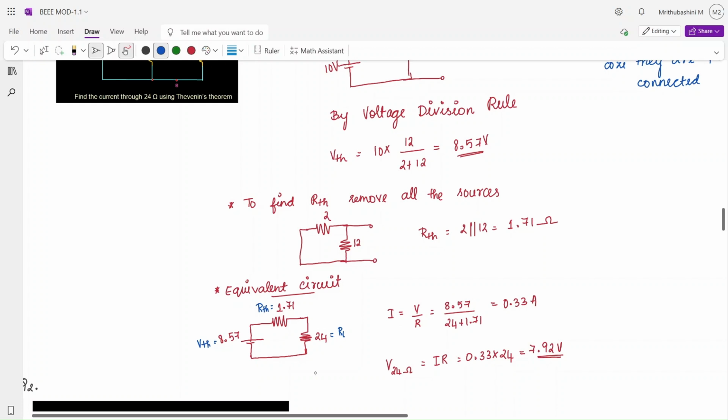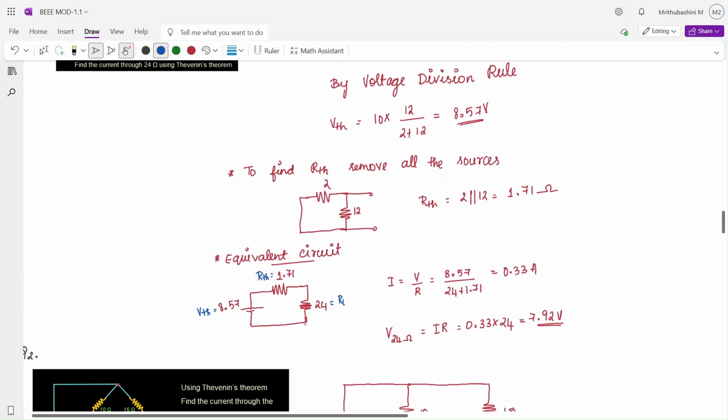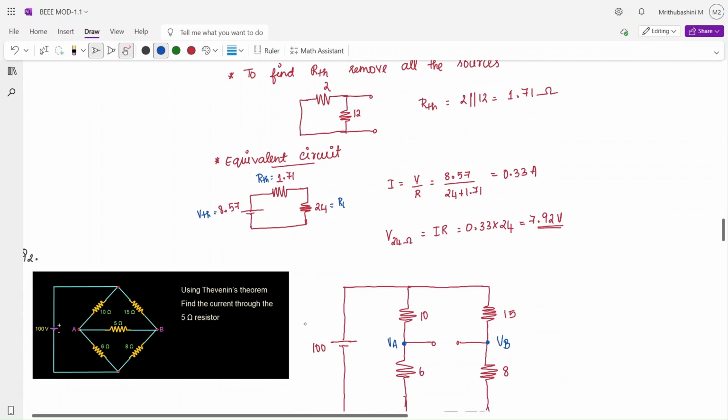Okay, you can use the voltage division rule, or else you can use I into R. I into R will give you the voltage across, or else you can use the voltage division rule also. So 8.57 into 24 by 24 plus 1.71 will give you also the same answer, 7.92.